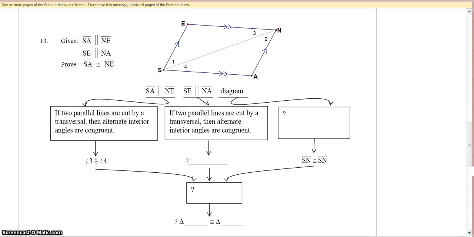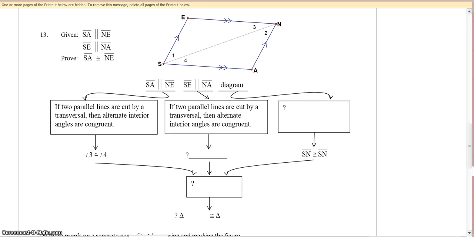Number 13, we are given that SA is parallel to NE, already marked, SE is parallel to NA, already marked, and it says that we want to prove SA is congruent to NE, but in reality we actually don't want to prove that. That is an error in the packet. We want to prove that two triangles are congruent. We're going to prove that triangle SEN is congruent to triangle NAS. So if this is our triangle proof statement, we've got our parallel lines. We're going to have to use those in a diagram to eventually get to this point.